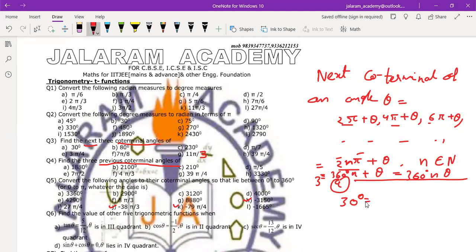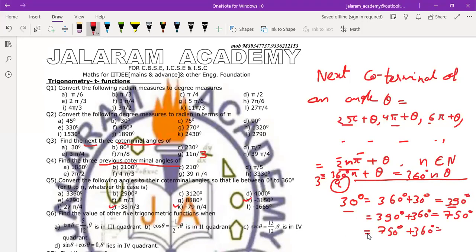We have to find the next 3 coterminal angles of 30 degree. So 360 degree plus 30 degree is 390 degree. They are the same; coterminal angles mean the same angles. Again, 390 degree plus 360 degree is 750 degree, the next coterminal angle. And one more, 750 degree plus 360 degree is 1110 degrees. So these are the next 3 coterminal angles of 30 degree.